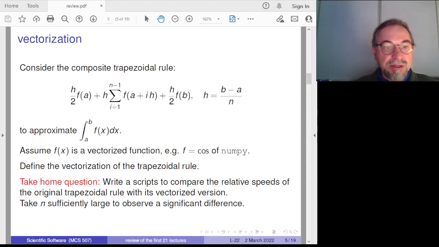Okay, now you can make a vectorized version. That means that you assume that the function is vectorized itself, so that you can evaluate the function at an entire vector. So the question is then: define the vectorization of this trapezoidal rule. How would you go about this? So this is a how-to question. It should be then clear.